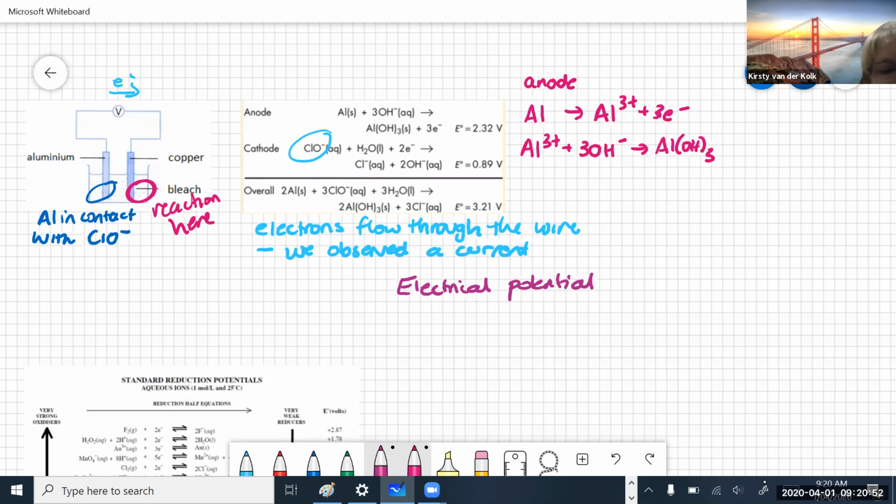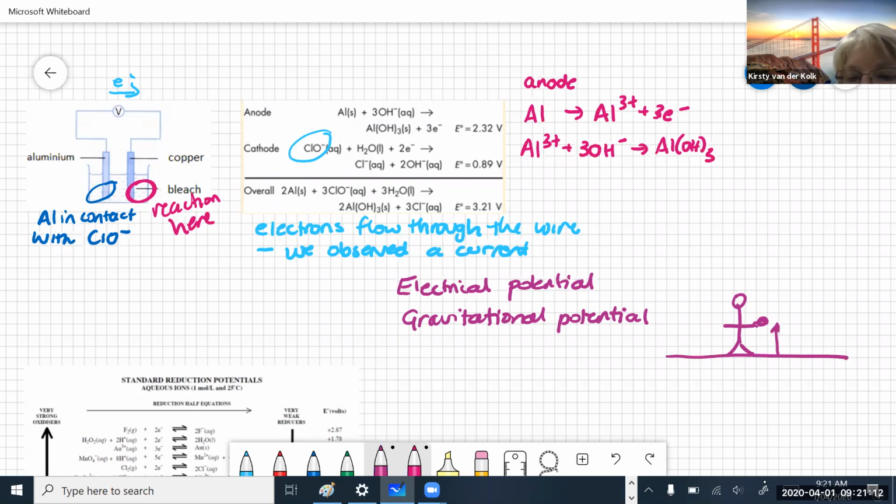We know that there is gravitational potential. If you hold a ball above the ground, so you've got that ball 1 meter above the ground.